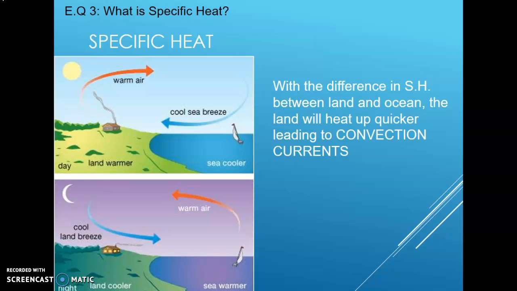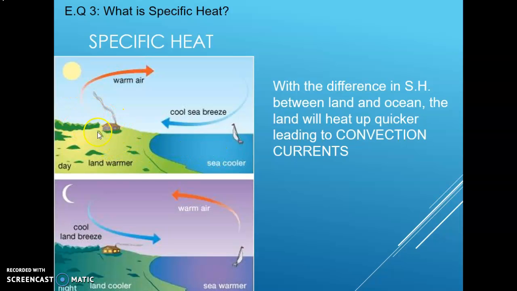is that land and sea heat up at different rates. What we're looking at in the top picture here is during the day. If you've ever been at the beach or on a massive lake, as the day progresses, you get a nice refreshing sea breeze coming off the water. That has to do with specific heat, because on the left, the land, the sand or whatever it is, is going to heat up a lot faster than the water.